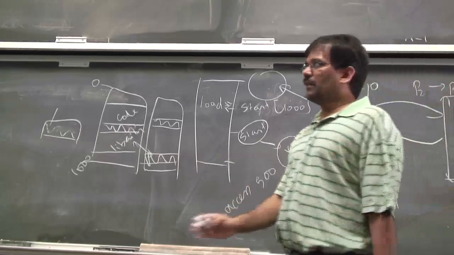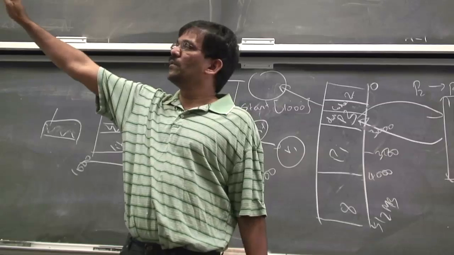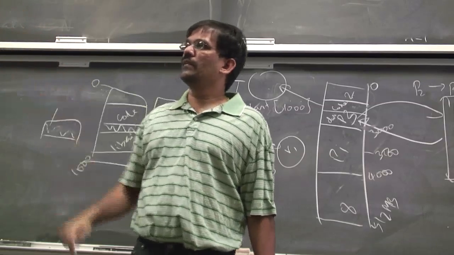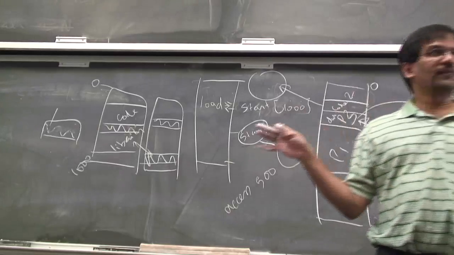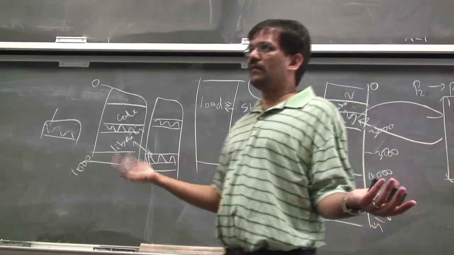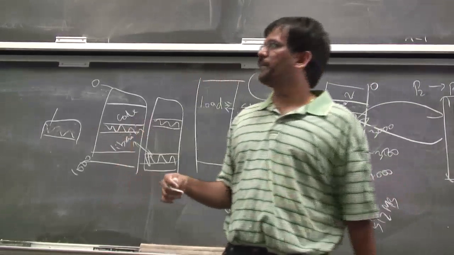So in the simplest case, if you set the base to be 25,600 and the limit to be 88,000, it says that if you try to access anything outside of this, then something should happen. The OS should be notified or something.